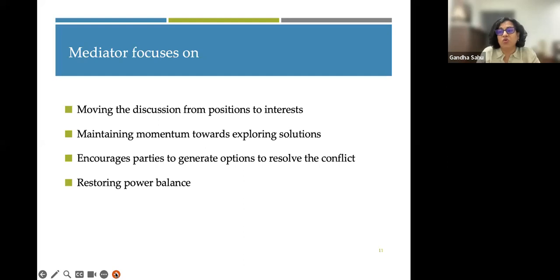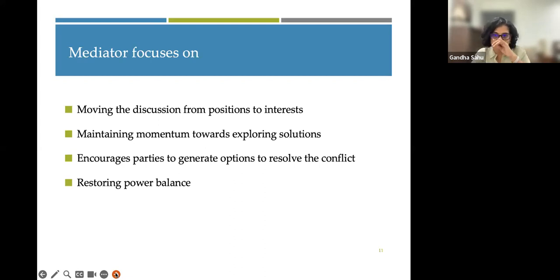So that is called maintaining momentum, because it's quite normal in a mediation that you get stuck on one point or one aspect, or things escalate. Be an observer and understand when you need to step in to de-escalate and move. The idea is to keep moving ahead through those stages. Encourage parties to generate options to resolve the conflict and restore power balance.